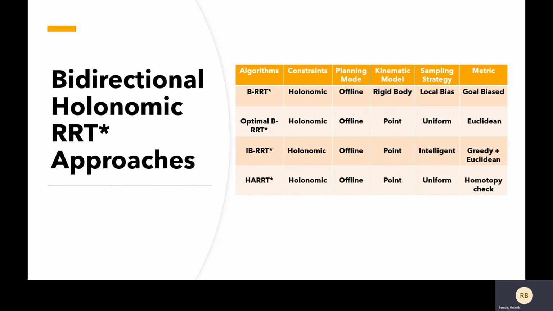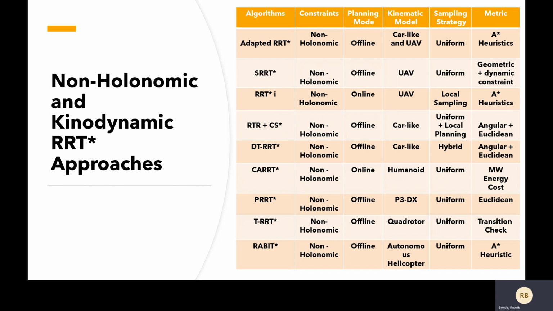Then finally, we have HARRT star, which presents a human robot interactive planner using RRT star and a homotopy algorithm. Its results are basically a trade-off between computational efficiency and path quality. So these are four types of bidirectional holonomic RRT approaches. Now let's move further to non-holonomic and kinodynamic RRT star approaches.